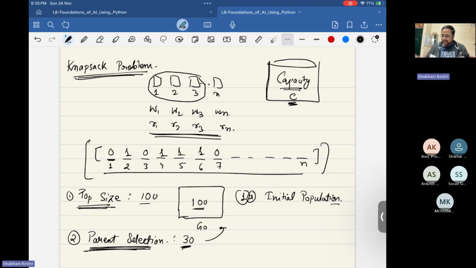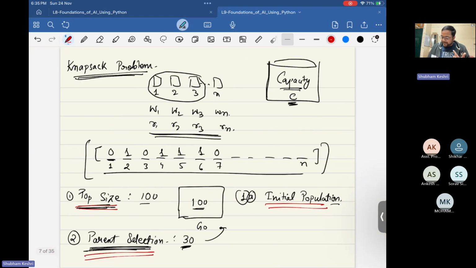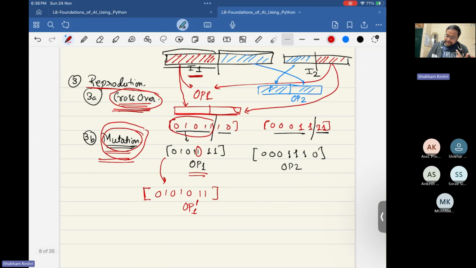So we are giving an idea of genetic algorithm. First we talked about population size. Second, we talked about initial population. How are we generating the initial population? We are generating it randomly. Then we are doing parent selection. Thereafter, we are doing reproduction. So you see, we have done parent selection and then reproduction.